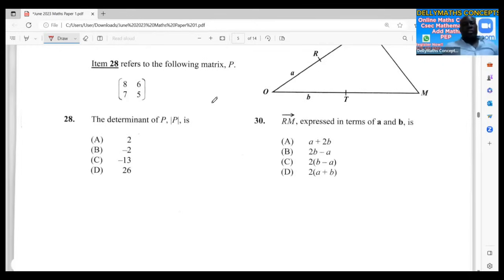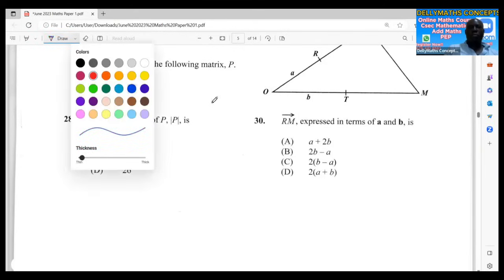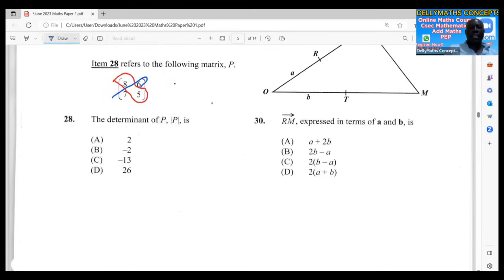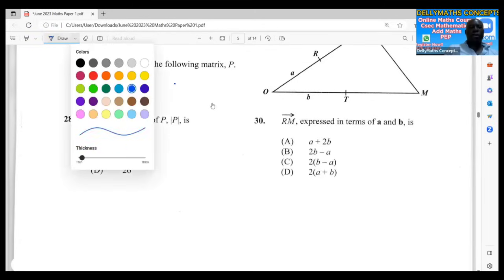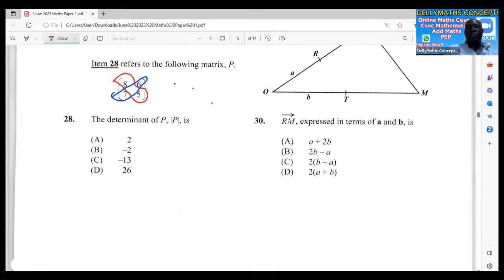For the following matrix, the determinant is always the product of the leading diagonal minus the product of the non-leading diagonal. Therefore, the leading diagonal would be 8 times 5. We're going to minus 7 times 6. 8 times 5 is 40. Minus 42 is negative 2. And that is our determinant.